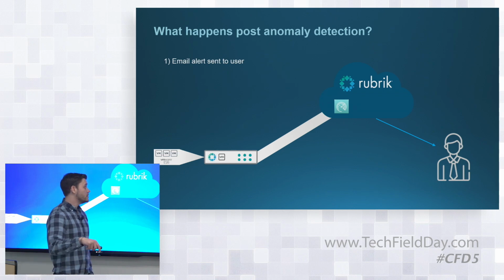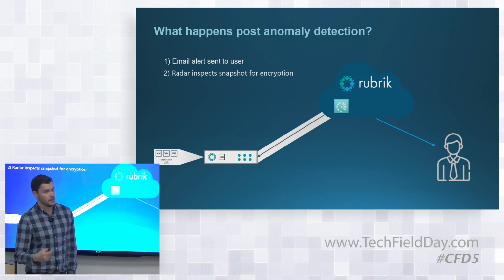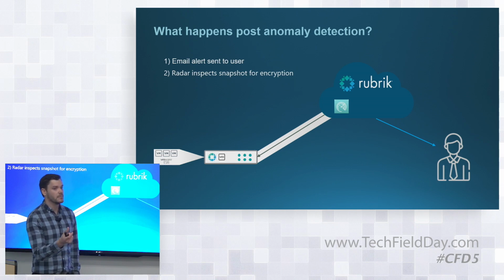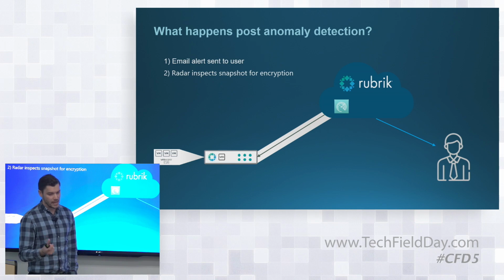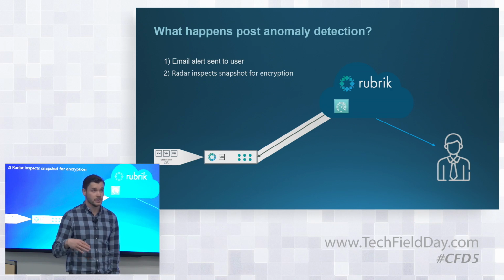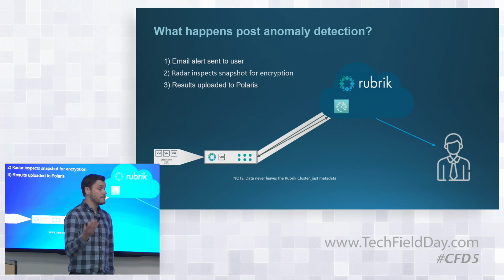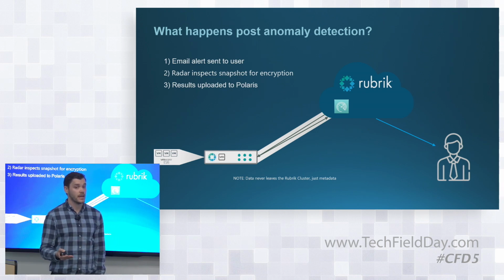Right? And what we'll do next is actually Radar will go and kick off another job on the brick that will look at those changed files for signs of encryption. And we do that looking at the magic bytes of a file or at the entropy. These are industry best practices, or industry standards rather, for computing entropy and detecting encryption. Again, we'll then upload that metadata up to Polaris for further analysis.